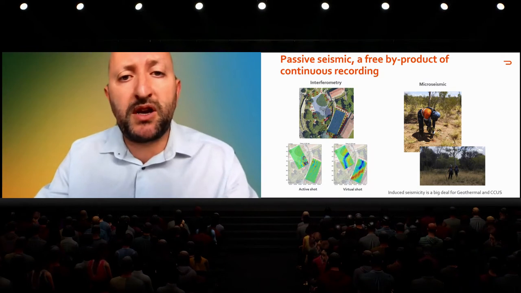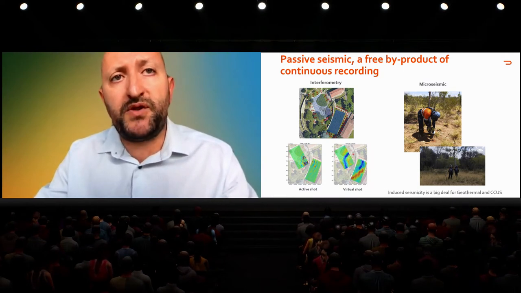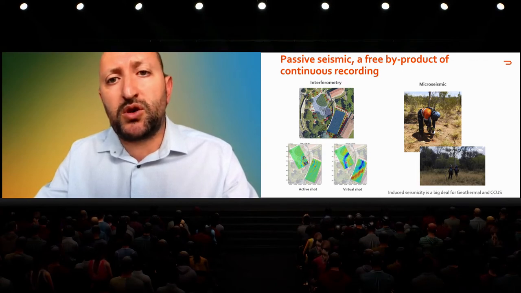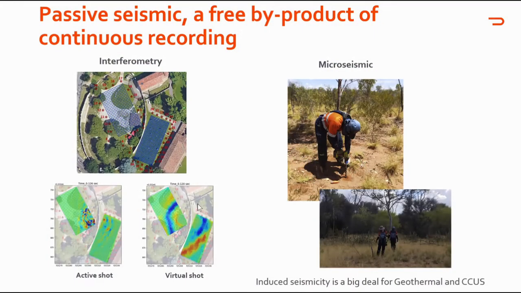The example here on the screen on the left-hand side shows virtual shots compared to an active shot. This virtual shot was created using the ambient noise in Padua town in Italy for an archaeological application. And on the right-hand side, you can see the installation of those STRYDE nodes to record induced seismicity before and during an injection activity on a land survey in Australia.